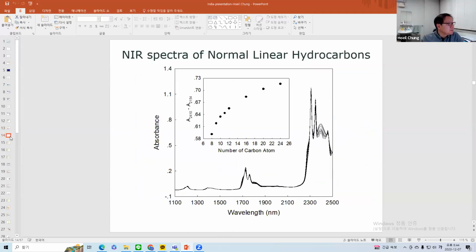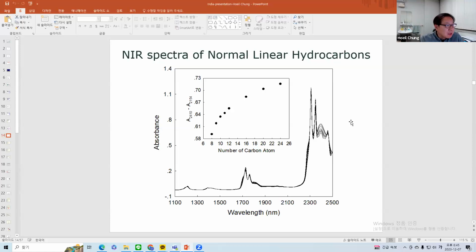Also you can see the NIR spectra of normal linear hydrocarbons. I don't know if you have much chemistry background or not. I measured the pure samples, with carbon numbers from 8 to 26, and you can see the absorbance difference is not linear. That means if you have a small molecule, it is easy to distinguish the difference of molecular structure. But if your molecule is getting bigger, the differentiation is quite challenging.